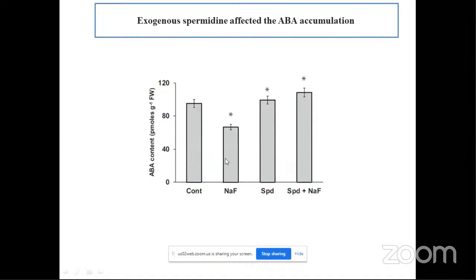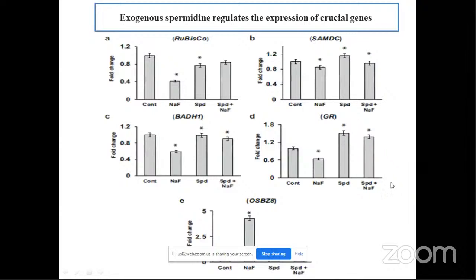And you can see here, this is again interesting with respect to ABA. With fluoride, there is a lowering of the ABA level, but when you apply spermidine, the ABA induction occurs again. ABA has been measured using the ABA immunoassay kit that Sigma provides. It's a very sensitive kit which you can use for this kind of work, so ABA accumulation has been measured.